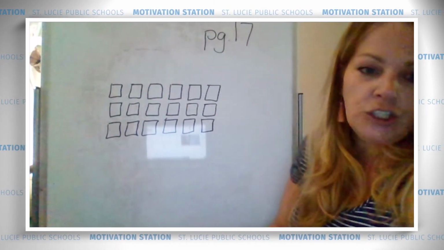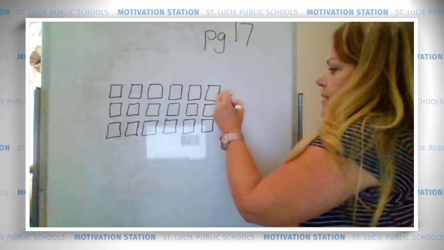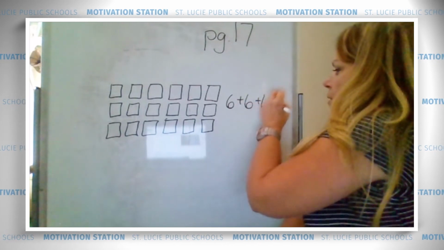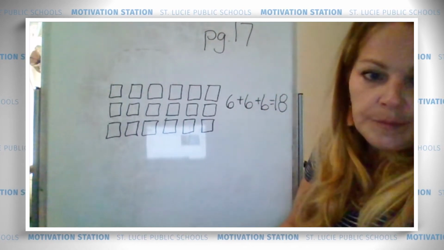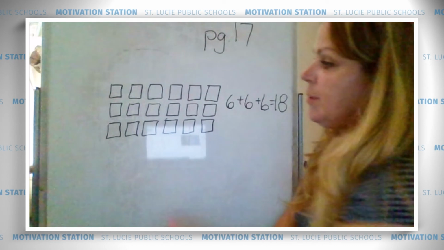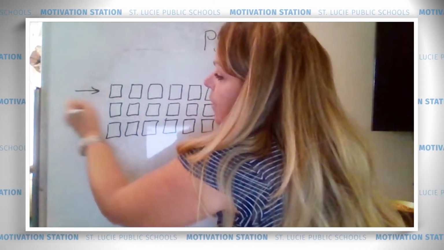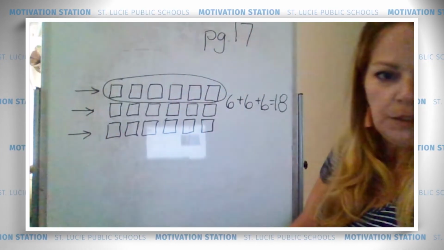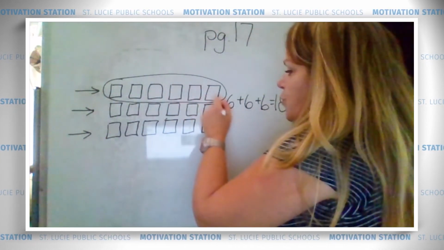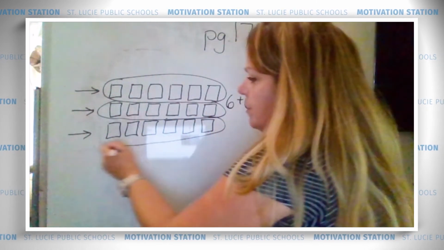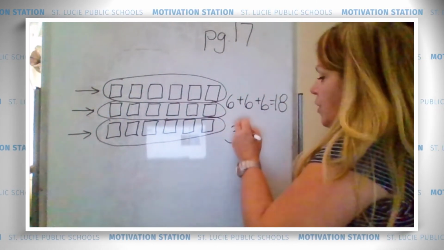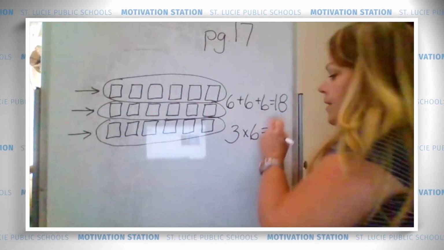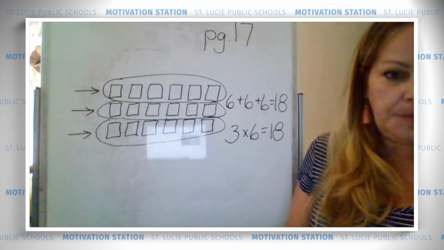Okay, so first our addition equation. I've got 6 in a row, plus 6 in a row, plus 6 in a row, which equals 18. Or I can write the multiplication equation, and remember I'm writing rows first because those are my groups. This is a group of 6. So how many of those groups do I have, or rows? I've got 3 rows of 6 muffins for a total of 18 muffins.